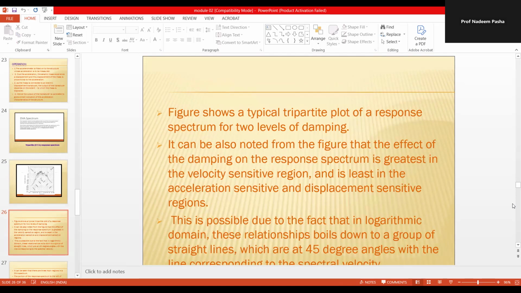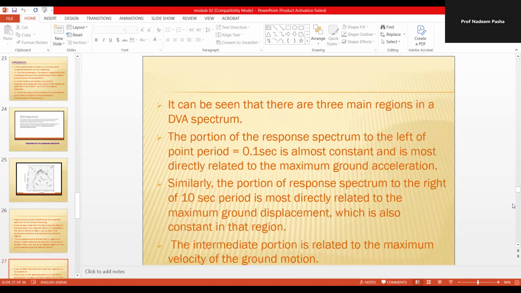This is possible due to the fact that in the logarithmic domain this relationship boils down to a group of straight lines.